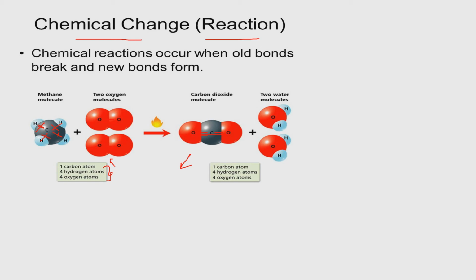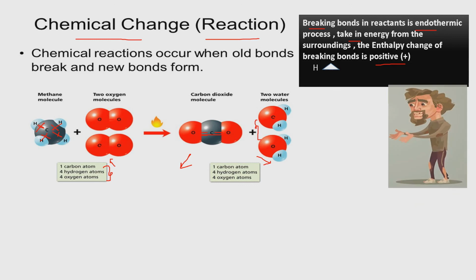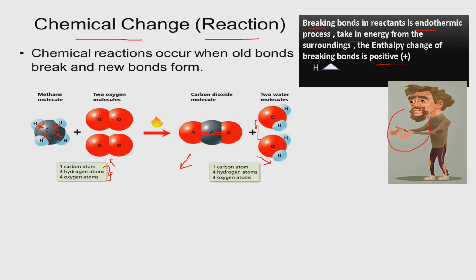The same applies to the two water molecules. We have two bonds between oxygen and hydrogen inside each molecule of water. So forming bonds generates energy. So we can say that breaking bonds in reactants is endothermic. It takes in energy from the surroundings. The enthalpy change needed for breaking bonds, delta H, is positive. So breaking bonds is like a poor man who needs to take money and store money. It is a positive change in heat content.